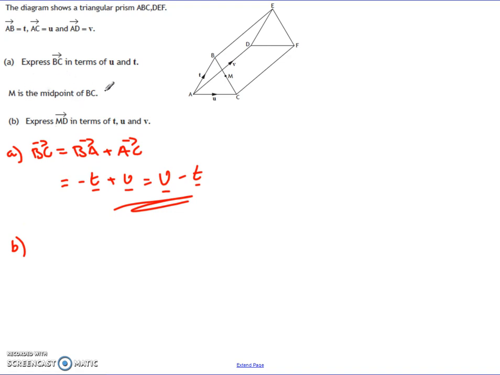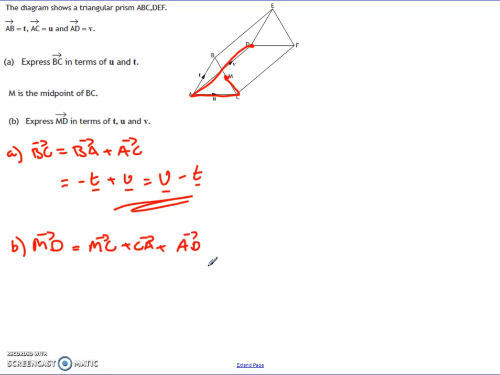Second one, M is the midpoint of BC. Express M to D in terms of t, u, and v. So I want to go from here to here. So I want to go from M to D in this case. Now the easy way to do it again is look at the journey we can take. If I start at M, I can go from M to C, C to A, then A to D. So I could do that one. So I've got the journey MC plus the journey C to A plus the journey A to D.